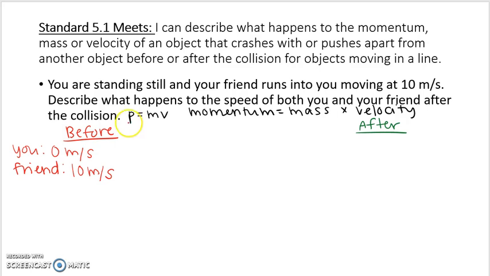If we think about this momentum equation up here, P is equal to mv. If you have a speed of 0, regardless of what your mass is, your total momentum is going to be 0. If your friend has a speed of 10 meters per second, regardless of what their mass is, they're going to have a momentum. So in the before scenario, you have a speed of 0, your friend has a speed of 10. All the momentum on this side of the problem comes from your friend.